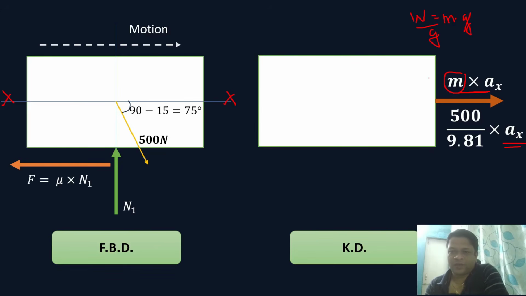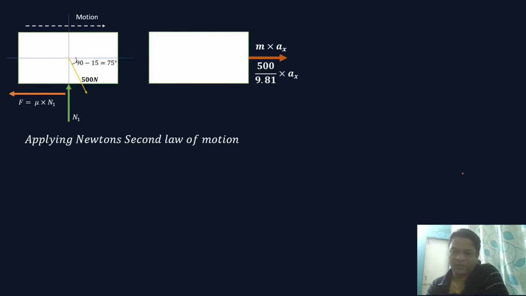Okay. Now this block is moving towards the x direction. It means its acceleration in the y direction will be 0. Acceleration in the z direction must be 0. Okay, now we'll start with Newton's second law of motion. So applying Newton's second law of motion, we'll write first one in the y direction.